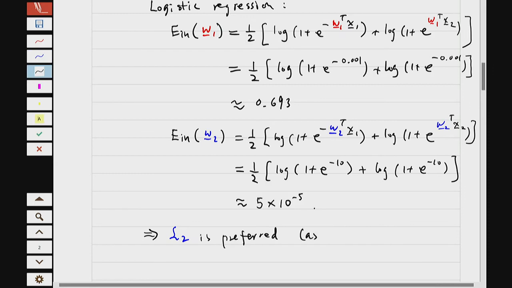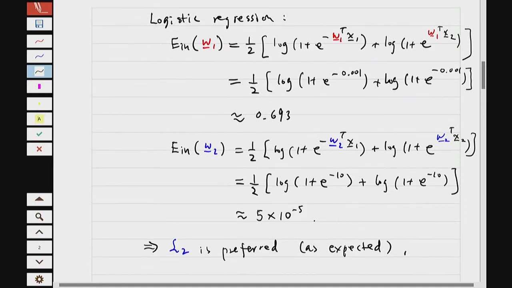And this is as expected. As expected by our well-trained brain. We know it should be preferred because there's more space between the boundary and the data points. And that's achieved only by logistic regression. Linear classification cannot do it. Everyone okay with this for now?